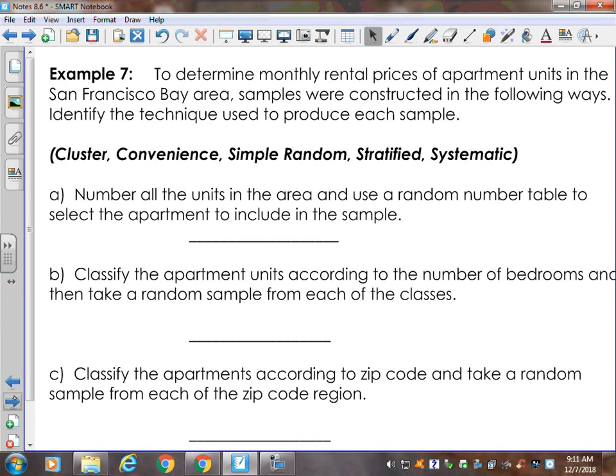So the number of units in that area, use a random number table to select apartments to include in the sample. Well, obviously that's simple random because you're using a random number table. Classify the apartment units according to the number of bedrooms, and then take a random sample from each class. So that means I've got a group of 1 bedrooms, 2 bedrooms, 3 bedrooms. I'm taking some out of each group. That is stratified because I first put them into groups.